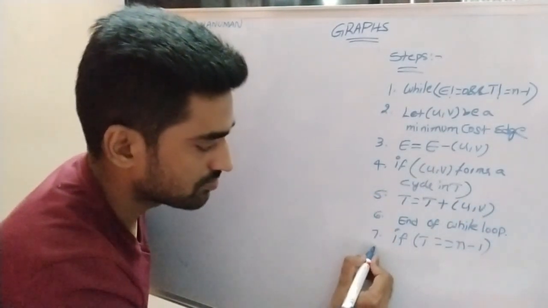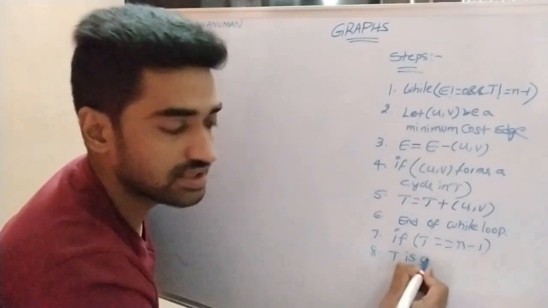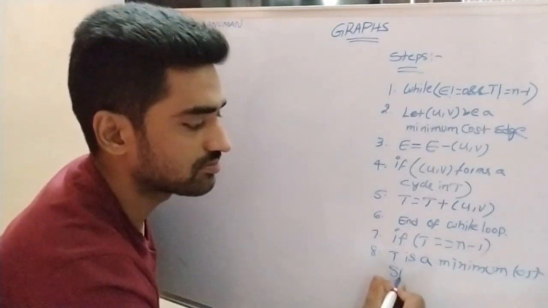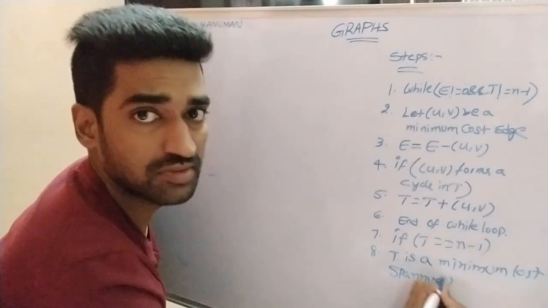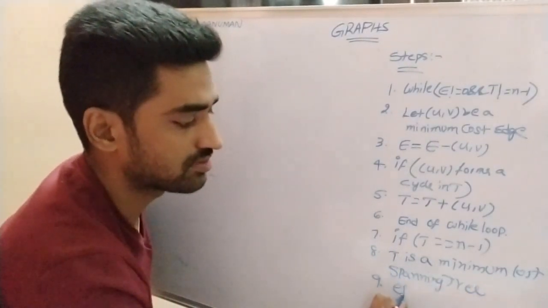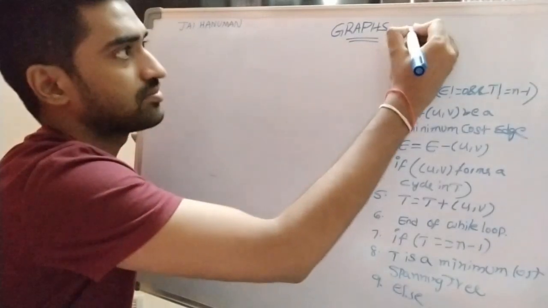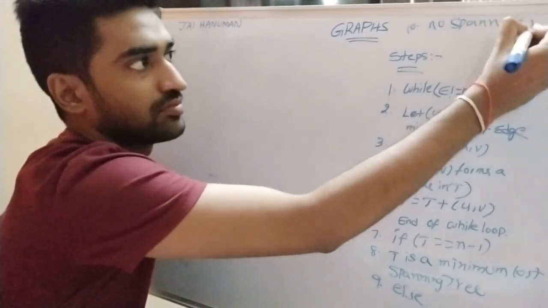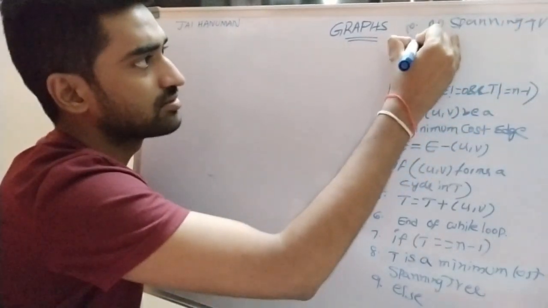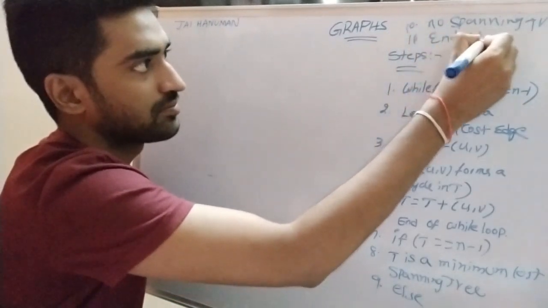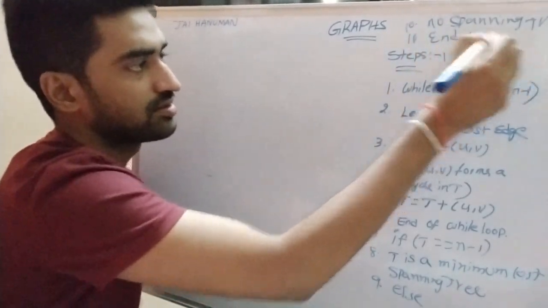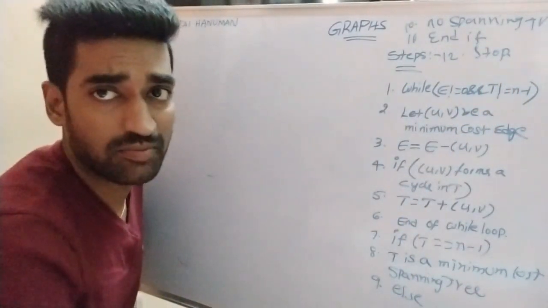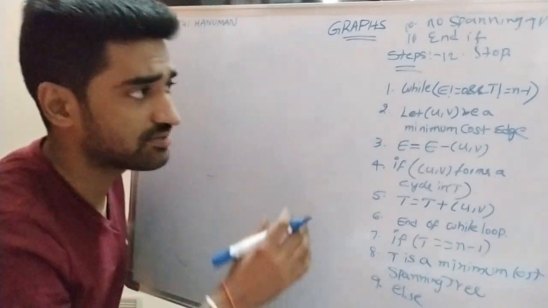T is a minimum cost spanning tree. Else, there is no spanning tree. Finally we close the if and stop. So this is the algorithm for Kruskal's. Based on this algorithm I am solving one example, and finally I can find the minimum cost spanning tree for a weighted graph, right?